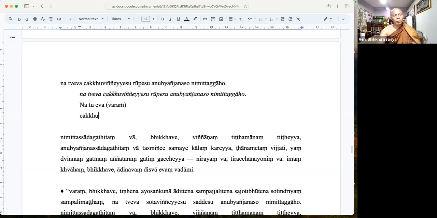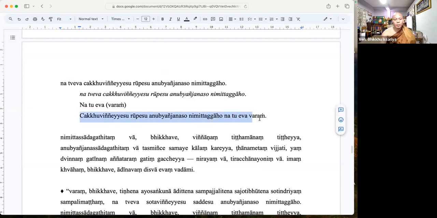So Jakku Wenye Yesu, Rubesu, Anu Benjana. So Nimete Kaho. And then Nadu Iwa Ware. In this way it can be understood. Nadu ewa waran, that is roundly using our eye. Roundly using our eye. So nime anubhyanjana kaho, nime de kaho. Actually here also, nime de kaho, nadu ewa waran, na waran.